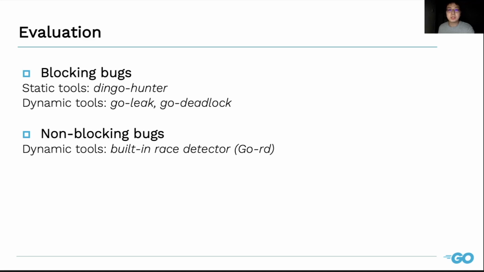We evaluate existing detectors on blocking bugs and non-blocking bugs in GoBench respectively. For blocking bugs, we apply a static tool, namely Dingo Hunter, on GoKernel. In addition, we evaluate both GoReal and GoKernel with the 2 dynamic tools, namely GoLeak and GoDeadlock respectively. For non-blocking bugs, we evaluate the built-in race detector, denoted GoRD.